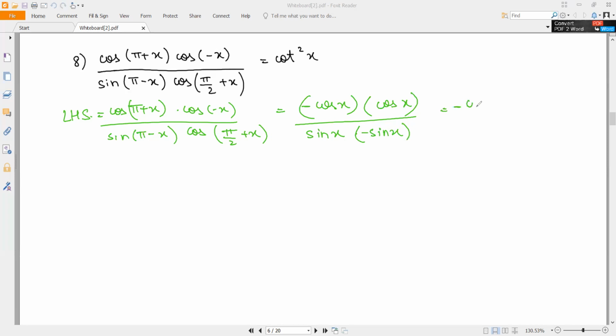This is minus cos square x upon minus sine square x. Minus minus will nullify. Cos x upon sine x is cot x. So this is cot square x. All you did was apply the formula.